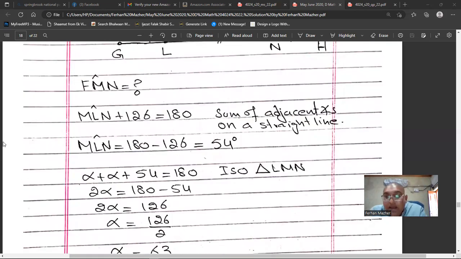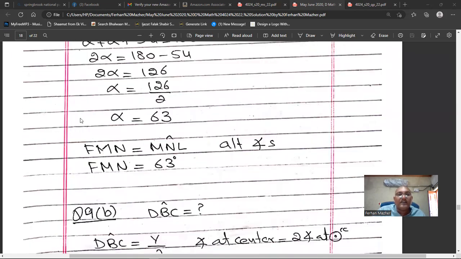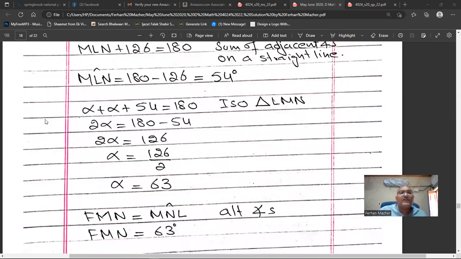FMN is the question. MLN plus 126 equals 180 because the sum of the adjacent angles on a straight line is 180. So MLN will be equal to 180 minus 126, and that will be 54. Now I know this is 54. So alpha plus 54 will be 180. It's an isosceles triangle, so 2 alpha is equal to 180 minus 54. So 2 alpha will be equal to 126. So alpha will be 126 divided by 2, and that is 63.